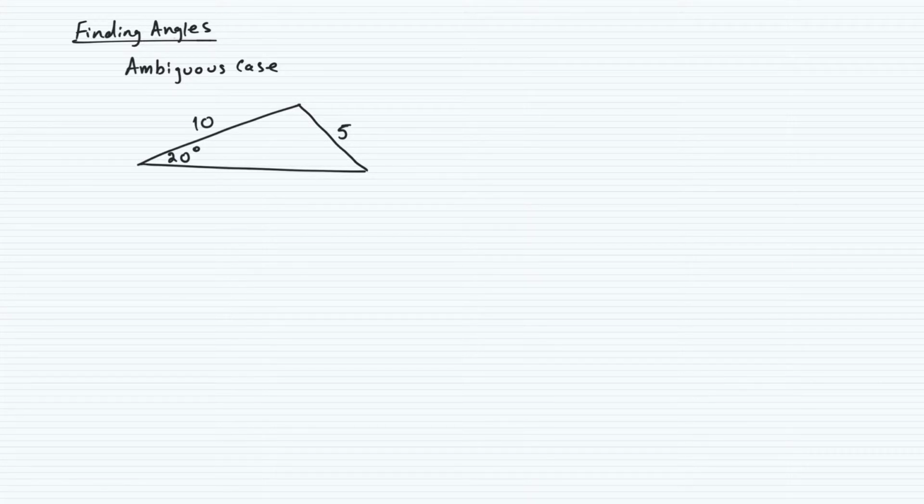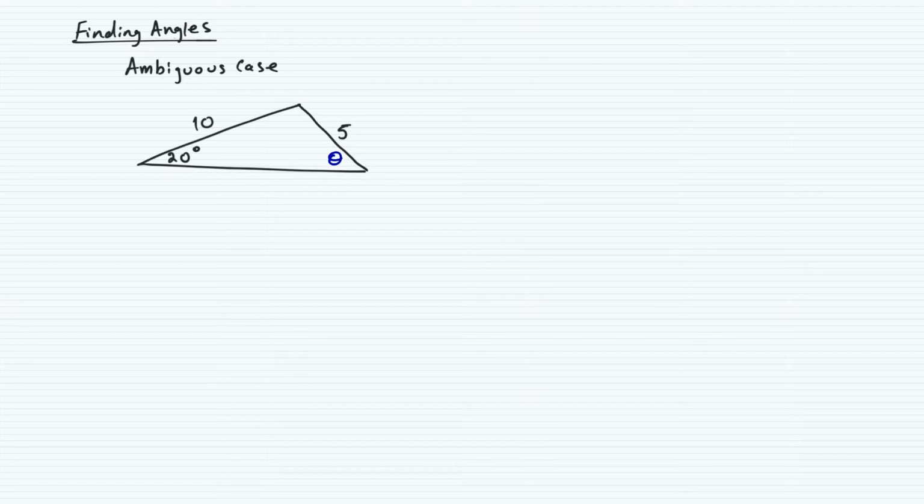Even though finding sides is very easy using the sine rule, finding angles can be a little bit more difficult. So let's examine this situation. In this situation, we're given side 10, side 5, angle 20 here, and we're trying to find this angle over here. I'm going to call it theta.